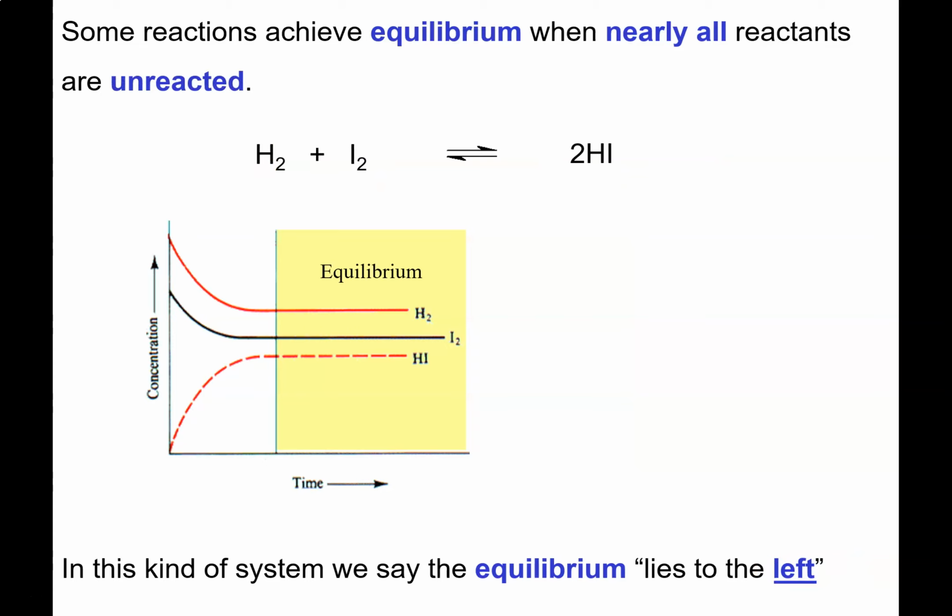Some reactions achieve equilibrium when nearly all of the reactants are unreacted. A good example of that is when we react hydrogen with iodine to make hydrogen iodide, and there's only a modest change in the amount of reactants. We make very little of the product. In these kinds of systems, we describe them as the equilibrium lies to the left or favors the left-hand side. That's a little bit of language that you need to be getting used to.